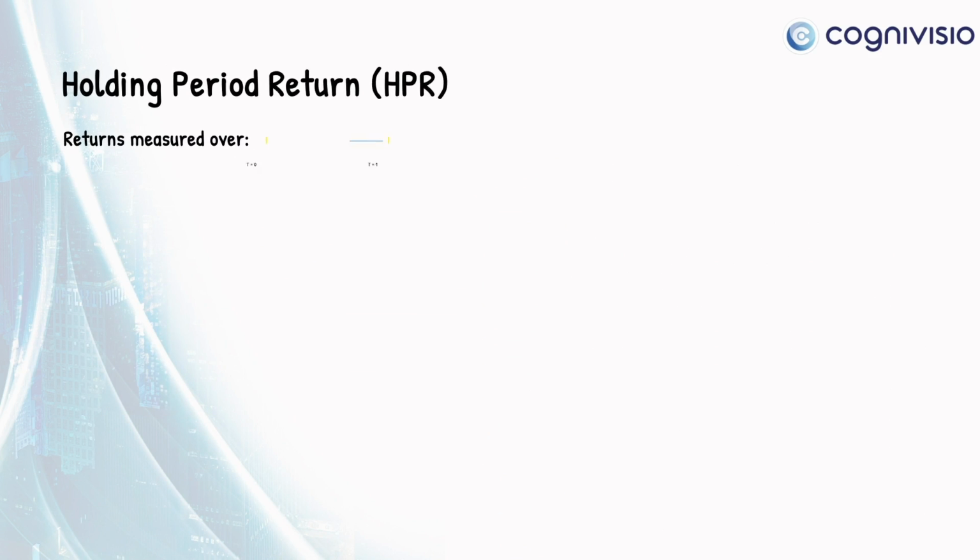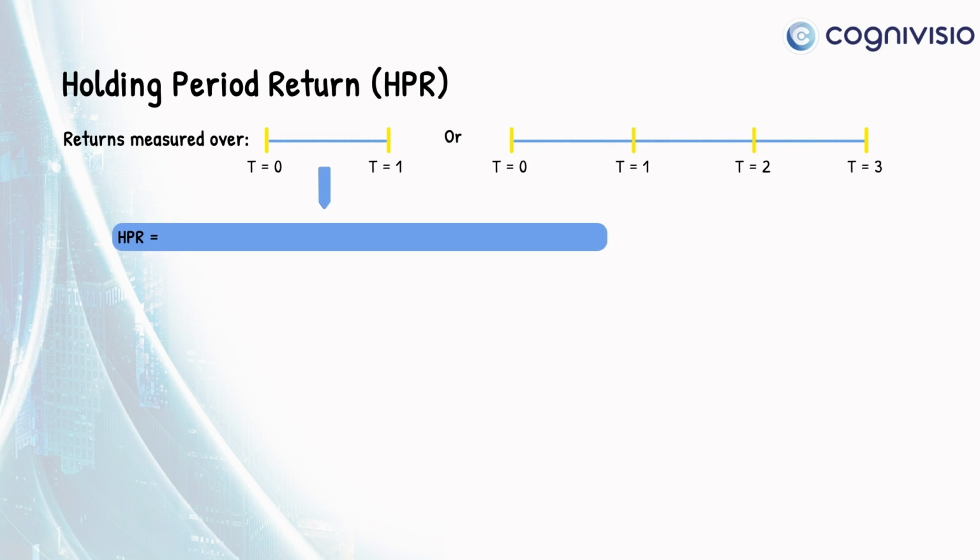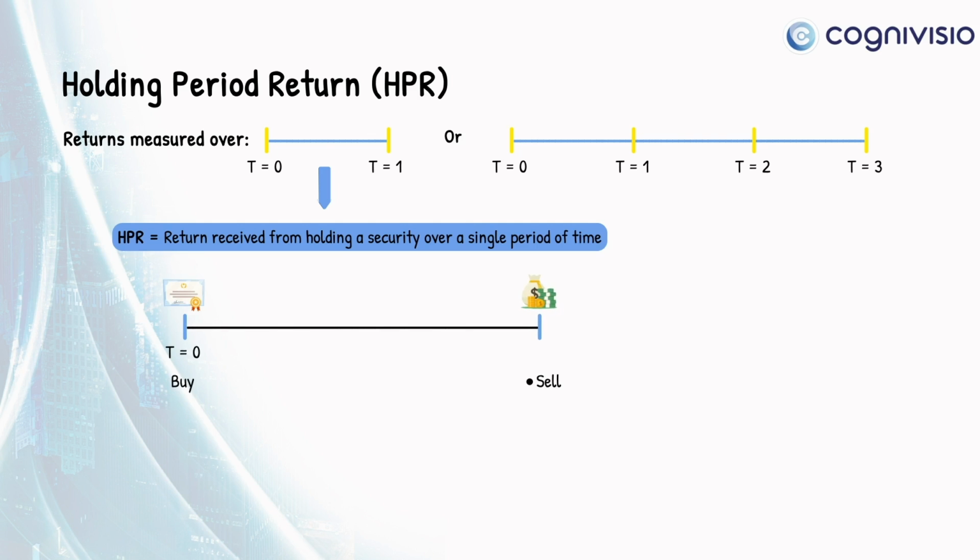Returns can be measured over a single period or over multiple periods. So what is the holding period return? The HPR is the return received from holding a security over a single period of time. Let's say you buy a share of stock now, at t=0, and plan to sell it 1 year later, at t=1. Suppose that you will also receive dividends, or other income, at t=1.